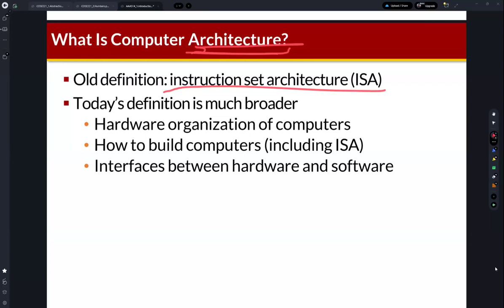But today's definition is much broader, which means that computer architecture includes many research topics and many research areas. The traditional definition is the hardware organization of computers. This includes processor architecture, the computer system, and how to organize the entire computer system. It also includes system research and how to build computers, and also the traditional area, ISA.